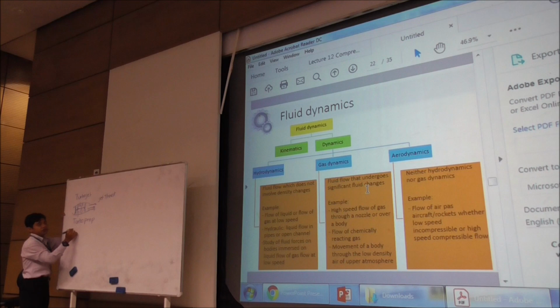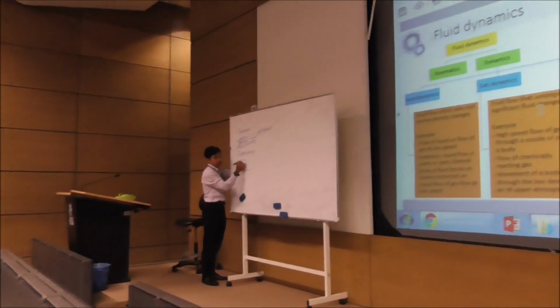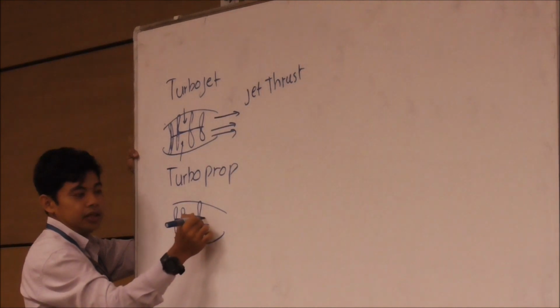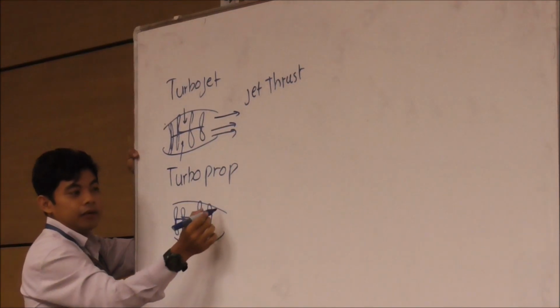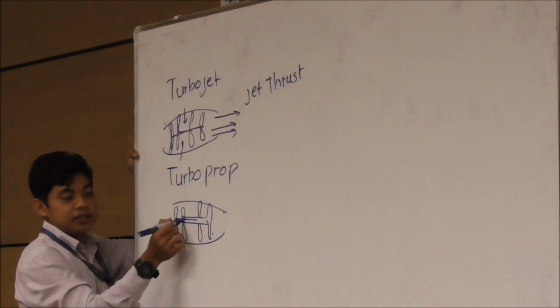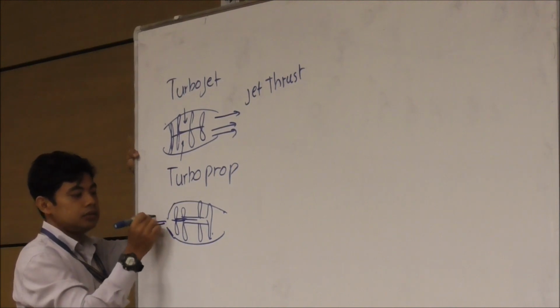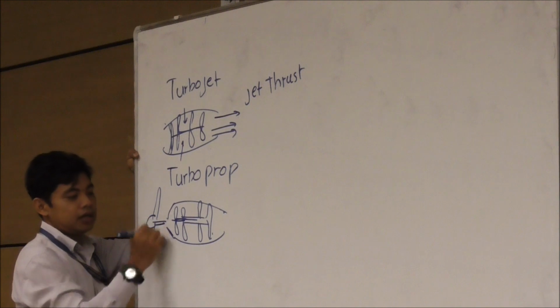What is the difference between turbojet and turboprop is that in this case you have a common shaft, right? Common shaft. This one is your compressor, another compressor. Then here you have the turbine. You have another turbine, but this shaft is connected to a propeller.